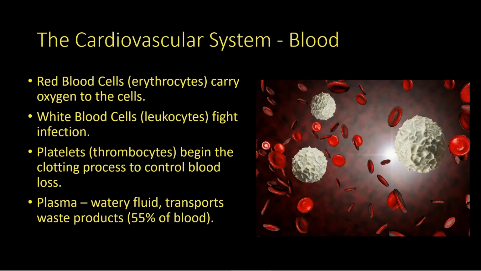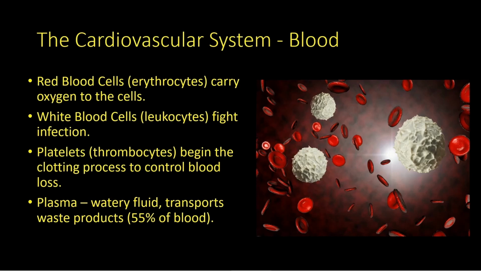Then we have our platelets. Now platelets are thrombocytes. They're designed to begin the clotting process and help control blood loss. Many times you'll describe platelets as small parts of cells that aggregate together and help form clots, and they're the beginning parts of clots as blood begins to clot when it's exposed to air.